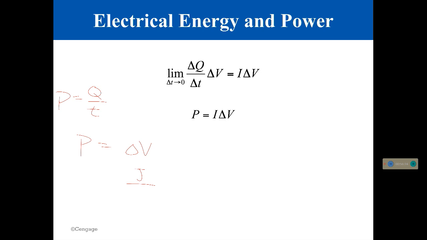How many joules you're going to get per coulomb. So if you want to get to joules per second, you've got a hill full of potential, a possible amount of energy per coulomb. What do you need to know how much energy is going to go down per second? Coulombs per second. To get power, you need current times voltage.